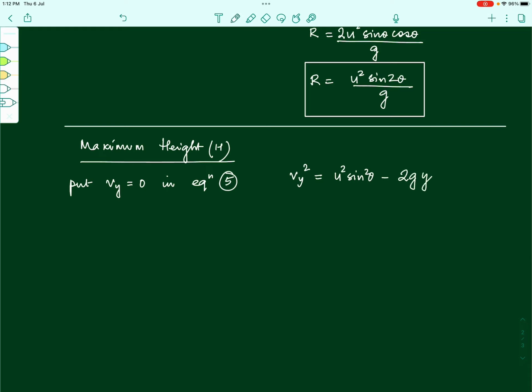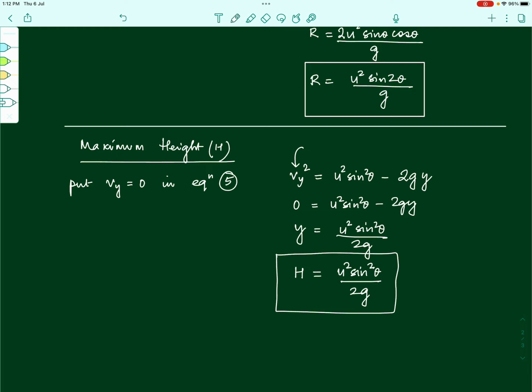So, when we put Vy equal to 0, we get 0 is equal to u squared sin squared theta minus 2gy, and from here we can get the value of y as u squared sin squared theta by 2g, which understand is nothing but the value of H. Maximum height is the same as the y directional displacement at that point. u squared sin squared theta by 2g then becomes the formula for the maximum height attained by the projectile. This is the third formula to be remembered, to be learnt by heart for a projectile motion.